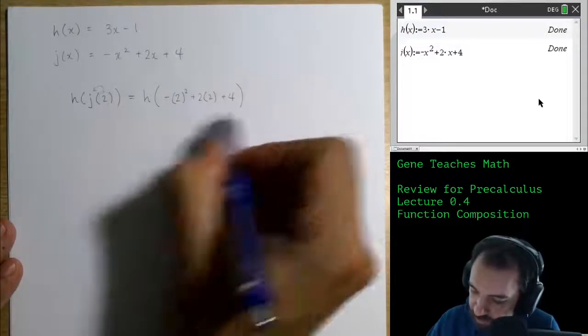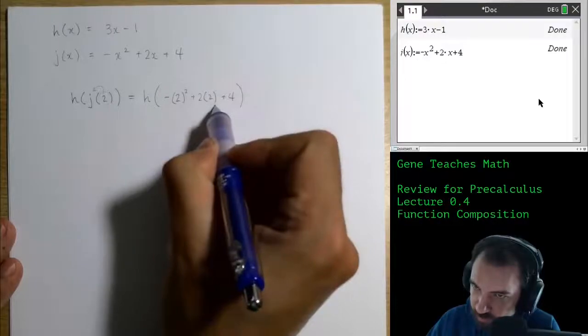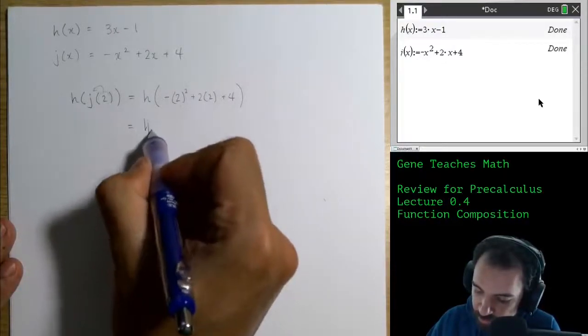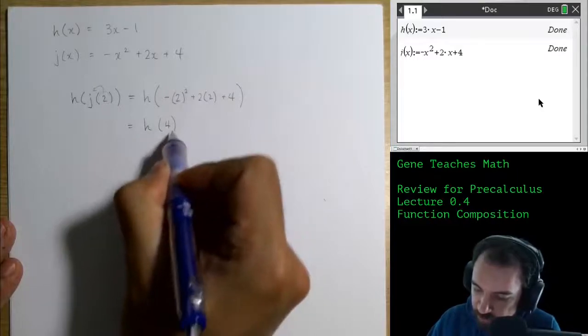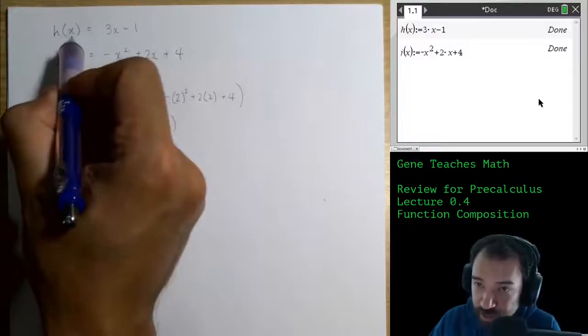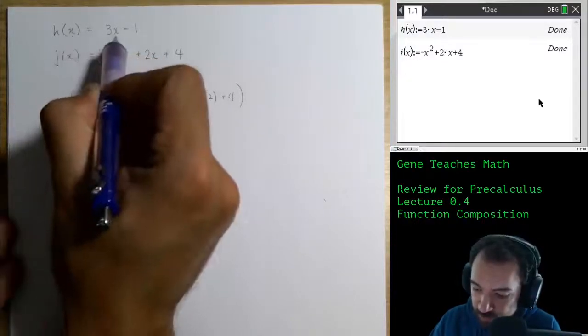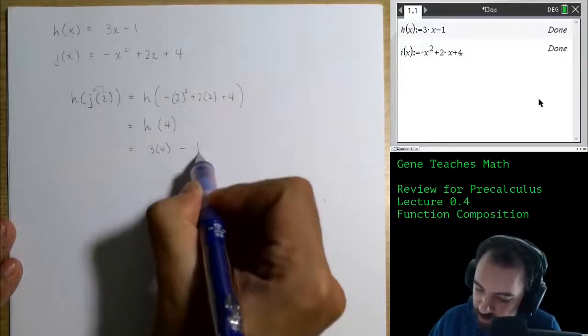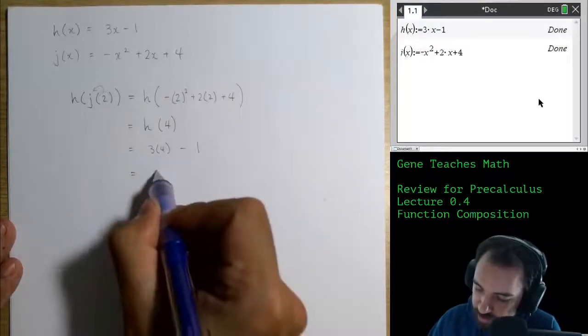If we evaluate this, we get negative 4 plus 4, 0, plus 4 is now positive 4. So that would become h of positive 4. And we need to take that 4 and put it in as the input for h. So we're going to put the 4 for the x, which makes it 3 multiplied by 4, subtract 1, is now 11.